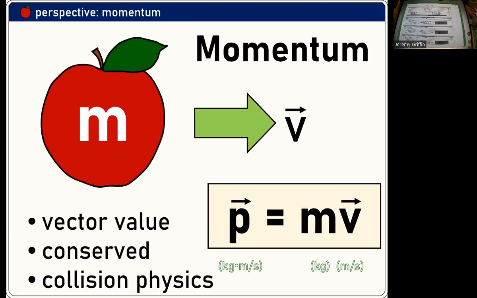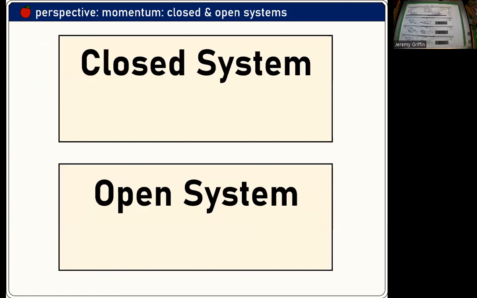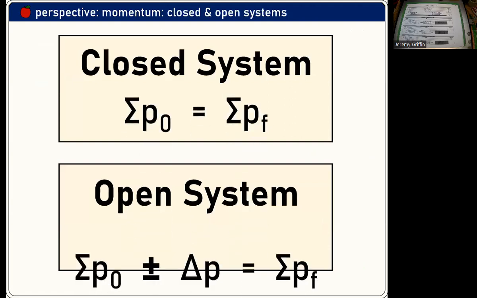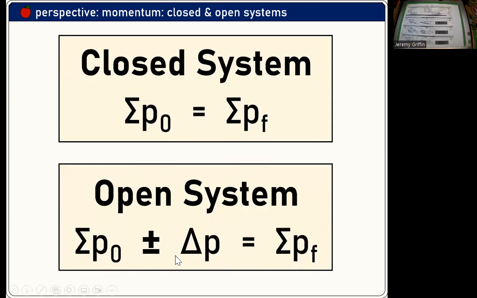Momentum. You guys know it's mass times velocity. You know that it's conserved. You know it's a vector quantity, and it's involved in collision physics. You know all those things. Closed system, open system. Impulse. You know there's a change in momentum, so that would follow. Closed system, open system. Now this is force times time.